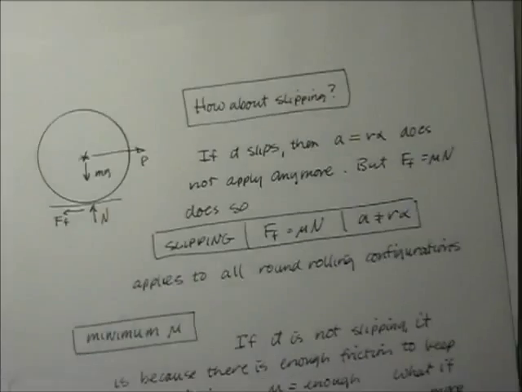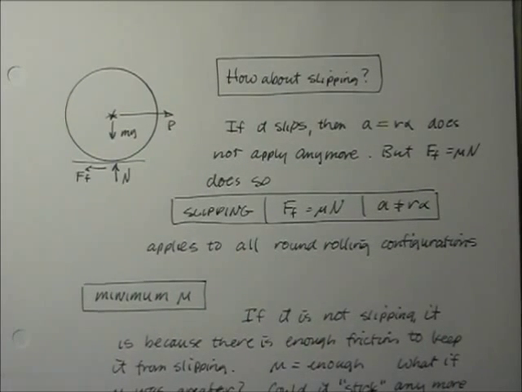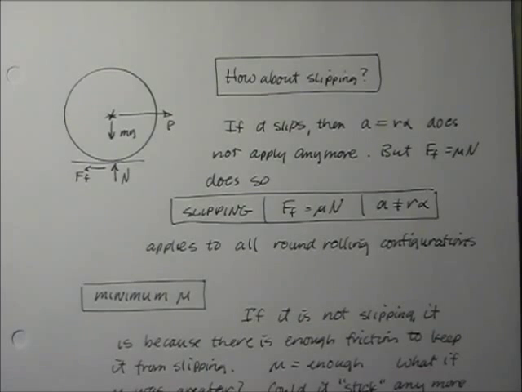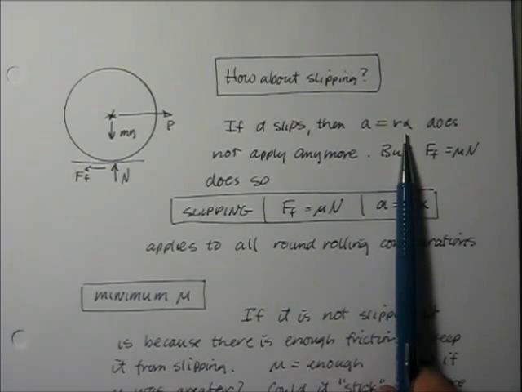All right, let's talk about slipping just a little bit. This page can help you understand, I hope, the slipping concept. When an object is not slipping, we know that a equals R alpha.